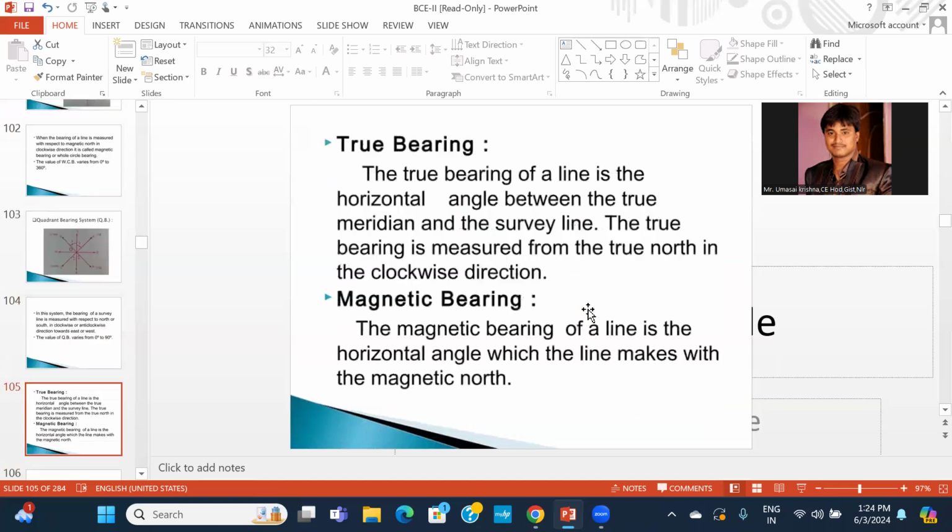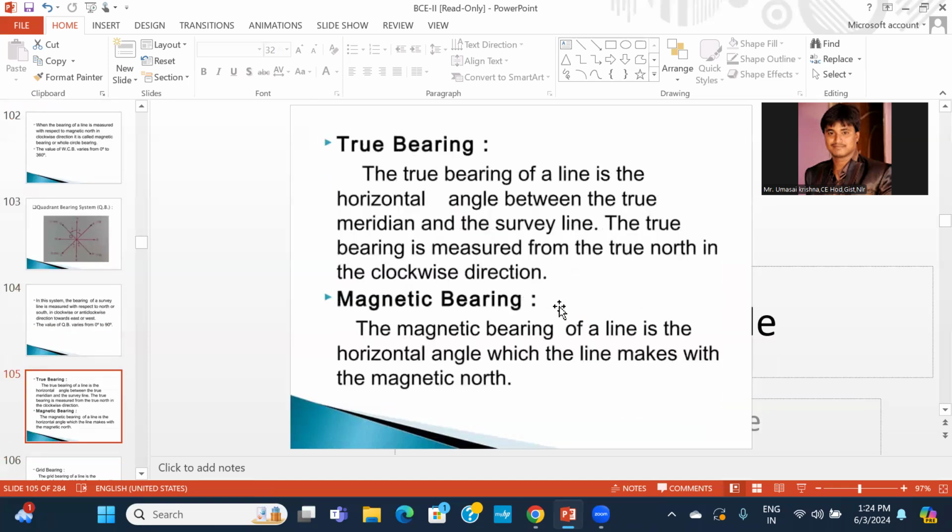The true bearing of a line is the horizontal angle between the true meridian and the survey line. So the true bearing is, by taking the true meridian as the reference and the surveying point, the horizontal angle between them. The angles will be taken in the clockwise direction from the true north.